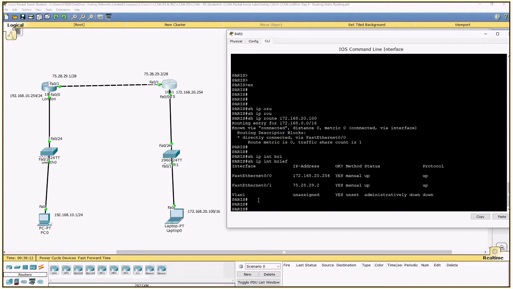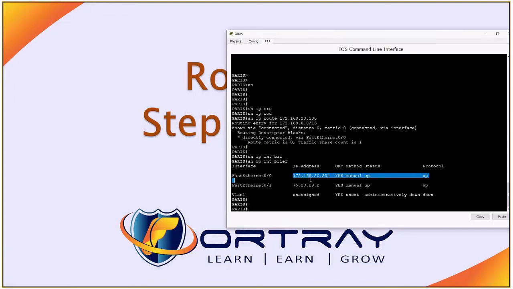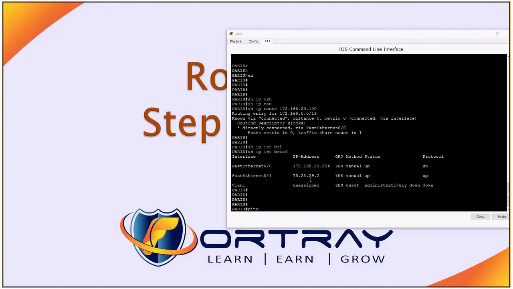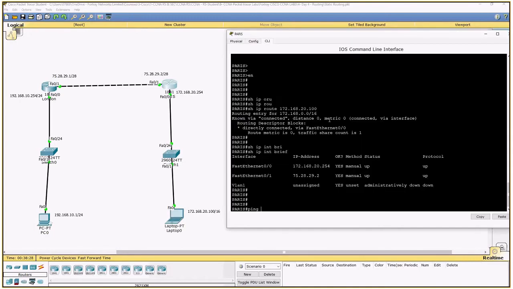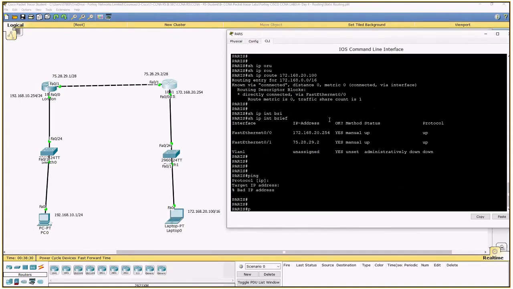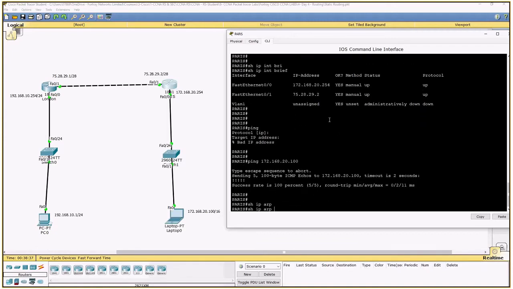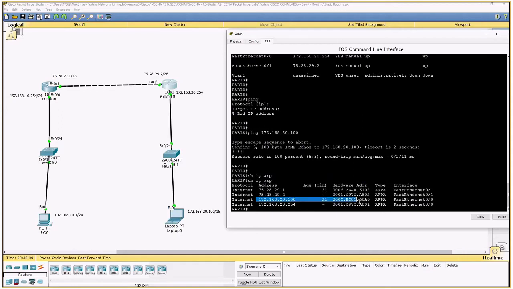So now at this level, Paris has IOS, the operating system running. It says, oh, this guy is connected to my LAN address, 172.168.22.54. Okay, and you can see when I ping from the router to 172.168.20.100 and run show IP ARP, I know the MAC address of this guy. See? Because this is a directly connected LAN, it does the ARP here.